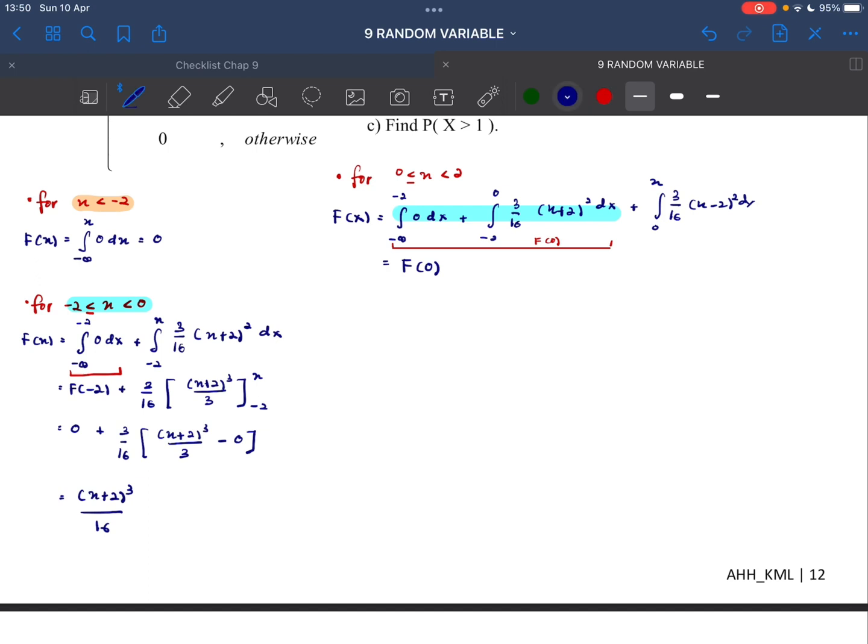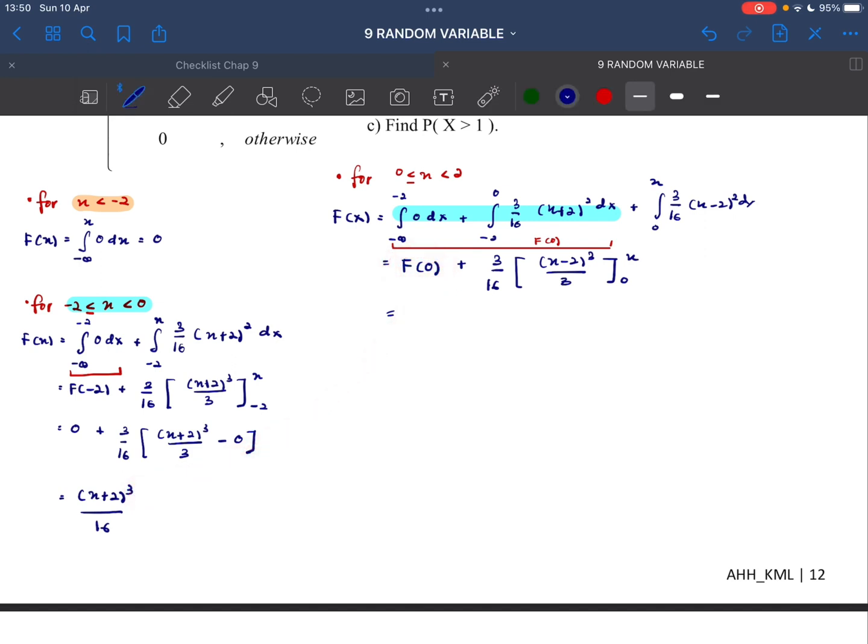Okay, and then we only have to integrate this part, 3/16 times (x minus 2) power 3/3, integrate from 0 to x. If you don't want to use this part here, it's okay. You can just integrate like usual for this one. Okay, but it takes time. Instead, you can just substitute your F0. Where are we going to get the F0 from? The previous integral.